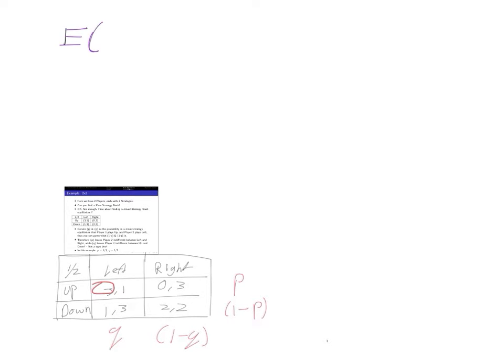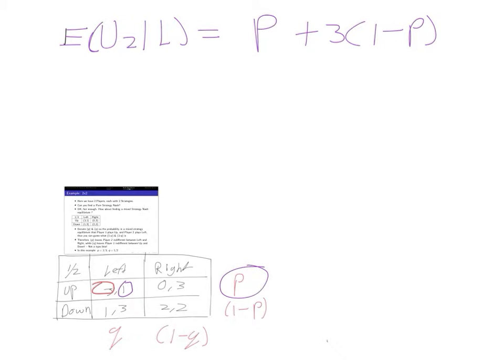So this is the expected utility that player 2 gets given that she is playing left, and that's going to be P plus 3(1 minus P). Where is that coming from again? We know player 2 is just definitely playing left, that's our assumption. So player 2 gets a payoff of 1 if player 1 plays up with probability P, and player 2 gets 3 if player 1 plays down with probability 1 minus P. So that's where this comes from. Again, we just do it given the other action.